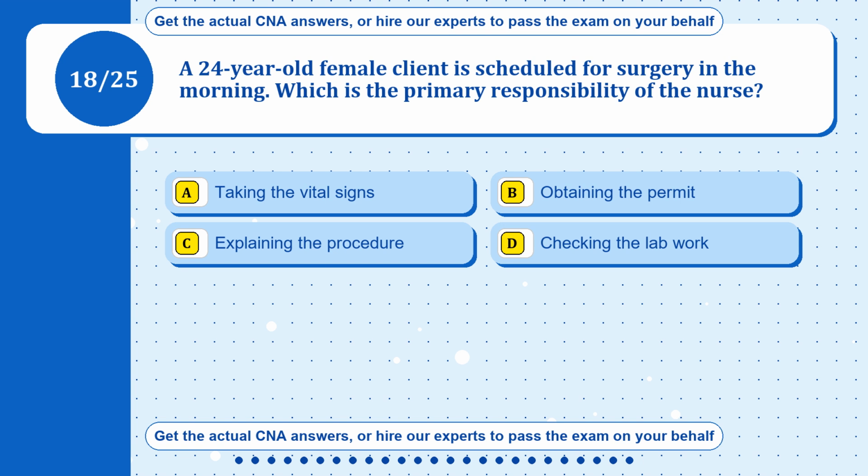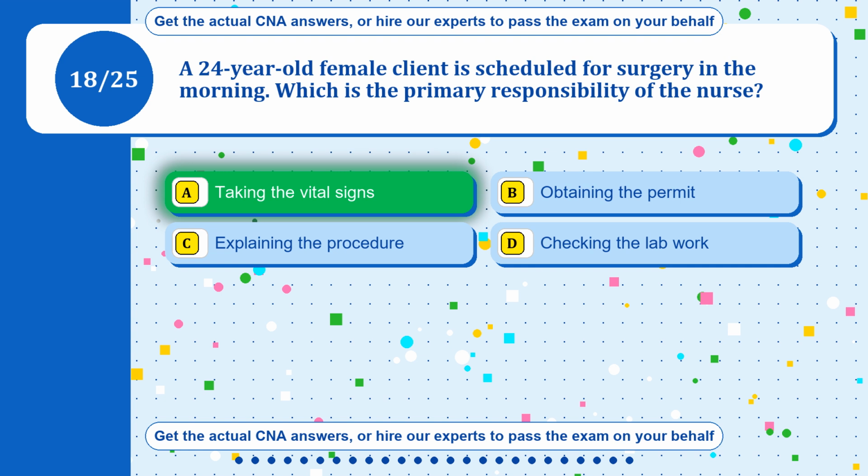Option A. Taking the vital signs. Option B. Obtaining the permit. Option C. Explaining the procedure. Option D. Checking the lab work. The correct answer is option A.